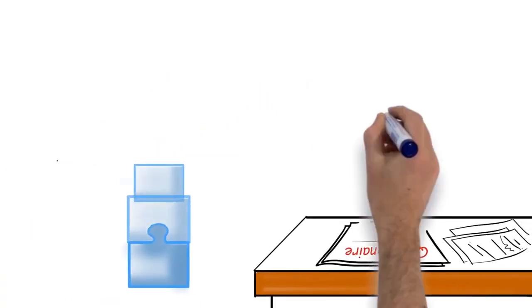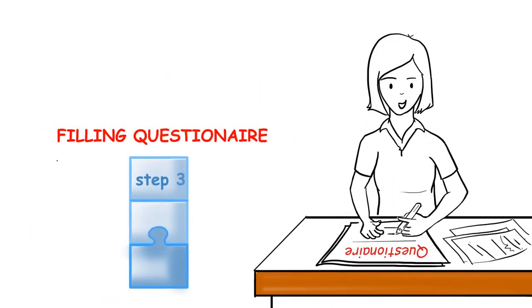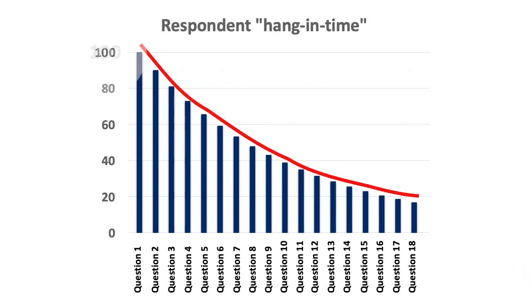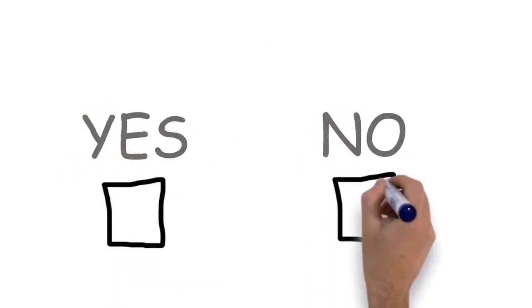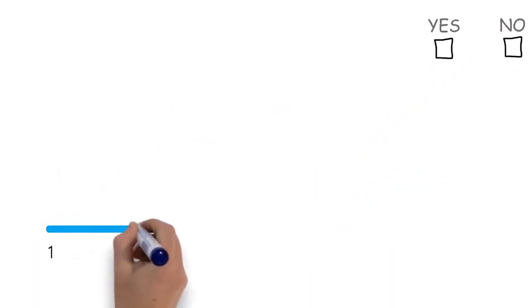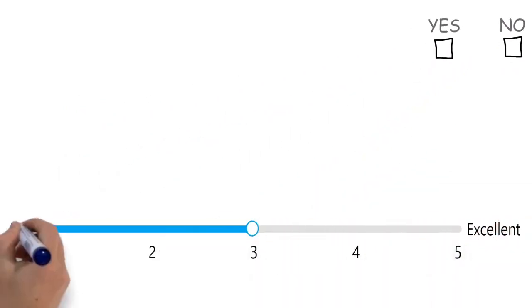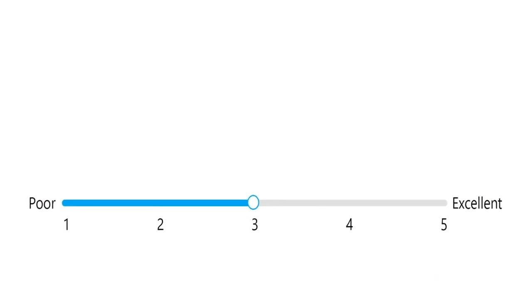Next step is to write your questionnaire. A rule of thumb says that for every question you ask, you lose 10% of the respondents. So stick to only a few questions. And make sure to only ask one question at a time. Ask so-called closed questions, questions that can be answered with yes or no. You may also ask so-called scaled questions, where the respondent will rate their answer.